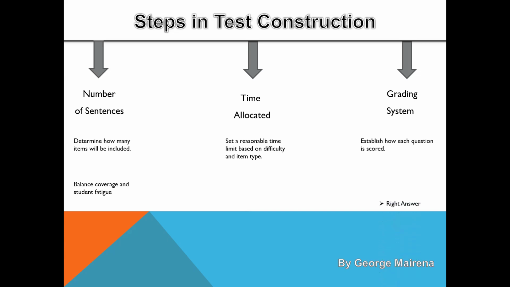And when talking about the grading system, there are two key points that we need to include in the specification table chart. The first one, the right answer. In your chart, in your specifications, you need to write down the right answer of the test. So you give the test to the students blank, but in your specification, you need to include the right answer of that. Okay.